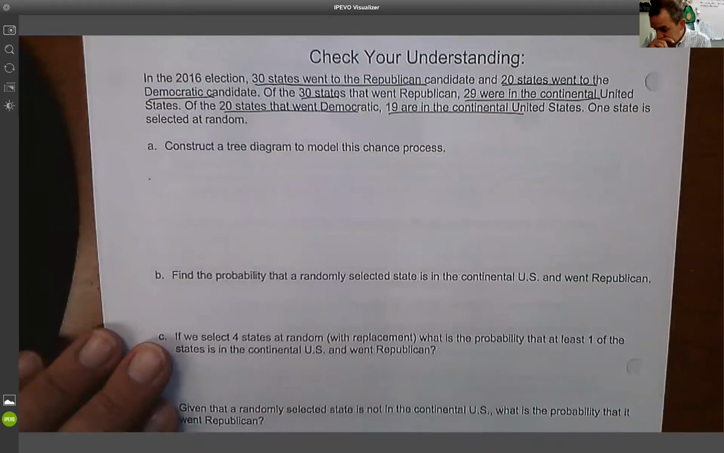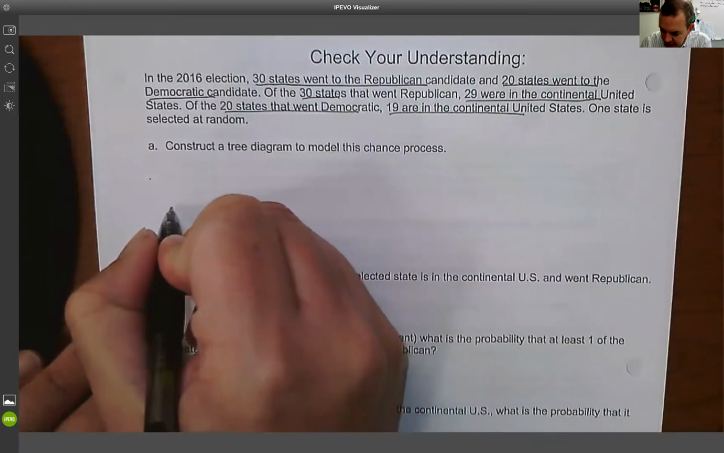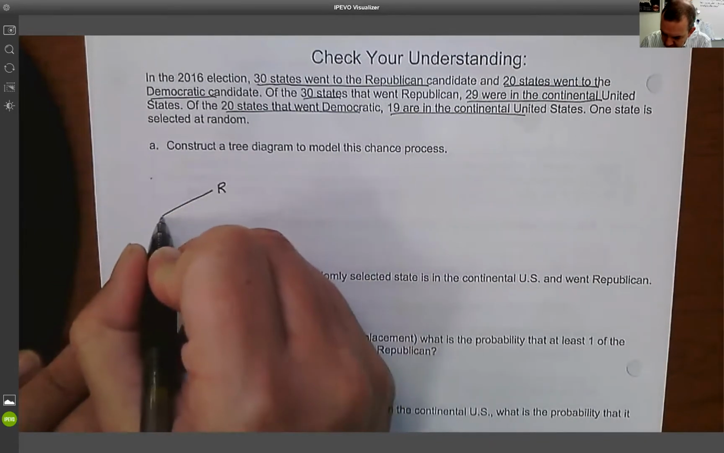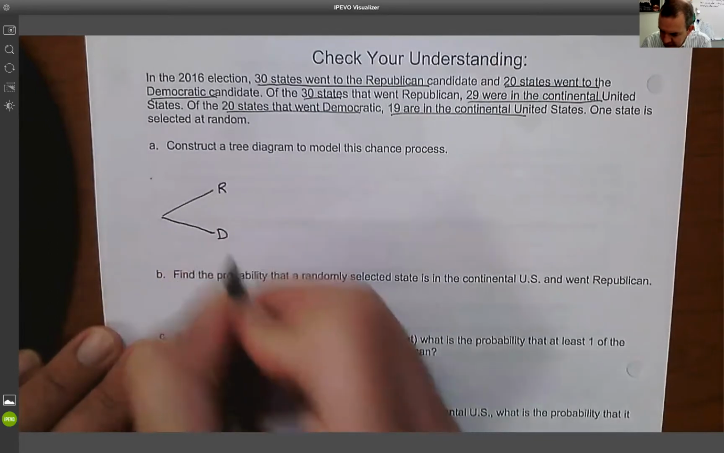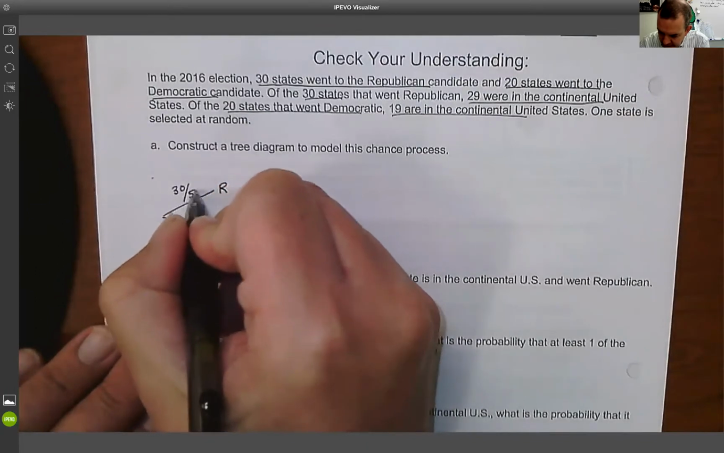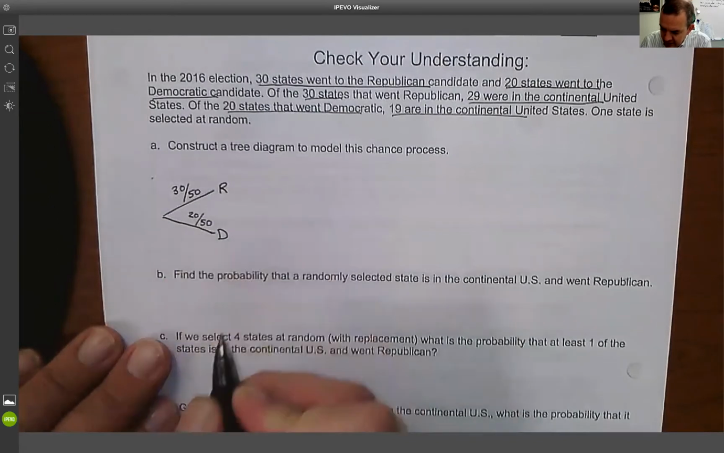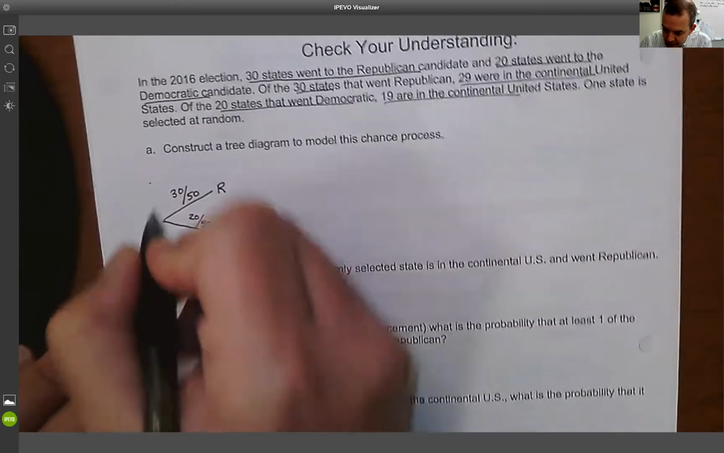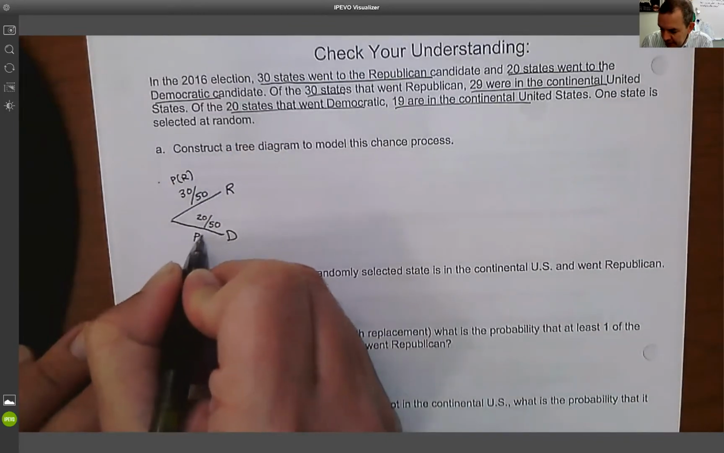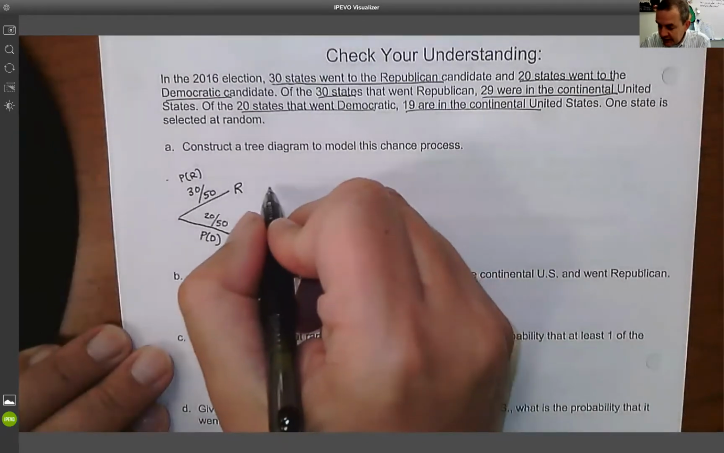Okay, so the first thing we're going to split on is, we're going to split on Republican versus Democrat. So you're either going to be a Republican state or you're going to be a Democratic state. In this case, we are saying that 30 out of 50 went Republican, 20 out of 50 went Democrat. These are correspondingly the probability of being a Republican, and the probability of being a Democrat.